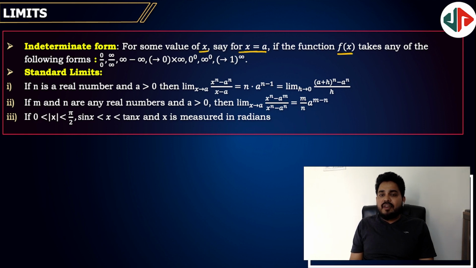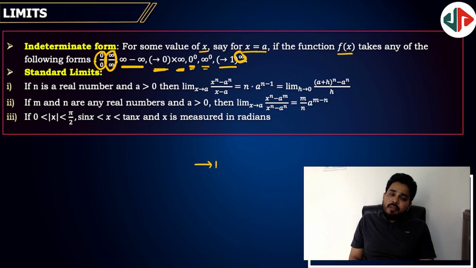The function f of x takes the value either 0 by 0 form, infinity by infinity, infinity minus infinity, 0 into infinity. Because if this is a fixed 0, there is no problem. But tending to 0 into infinity, 0 power 0, infinity power 0, a value tending to 1 power infinity. Why a value tending to 1 power infinity?